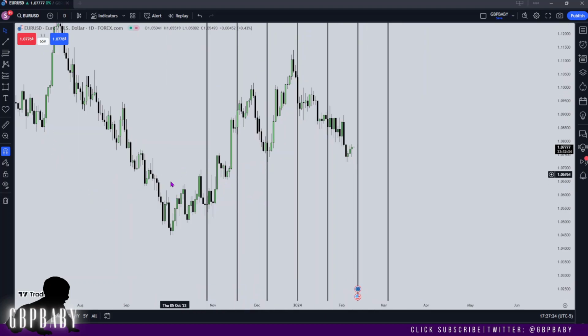What happened 3 months ago? We had a reversal and we started to trade higher. And then what's happened again? We hit this point and now we're starting to trade lower. So you can see every 3 months there is a significant shift in the market.